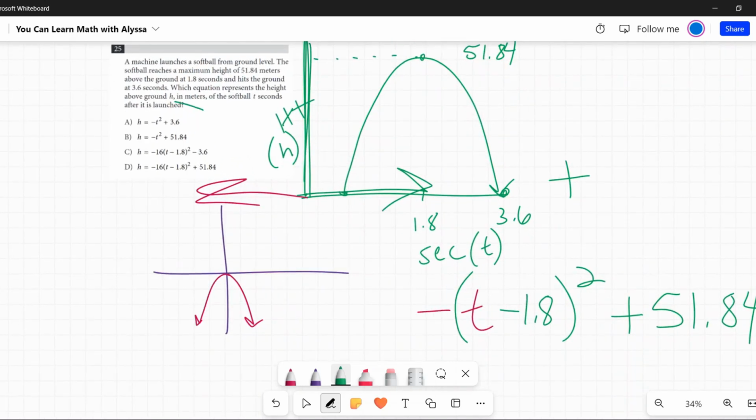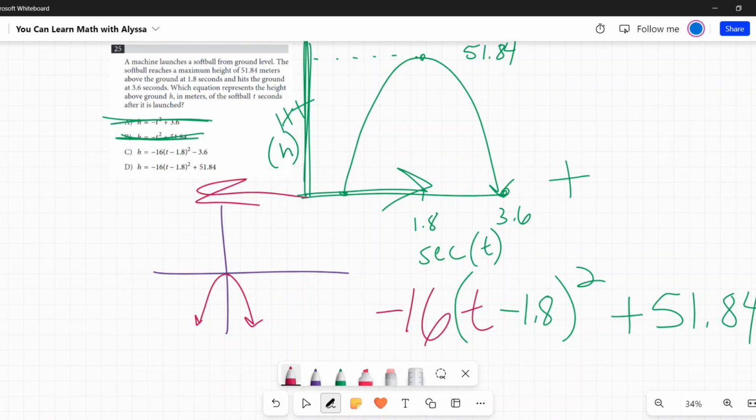But let's look at our answers and see if there's anything that's close to what we've written here. Negative t squared plus 3.6. Nope, not even close. Negative t squared plus 51.84. All right, we've got that plus 51.84, but we don't have that minus 1.8. That one's out. Now, both of these have negative 16. So I'm going to assume, because the first two I know were wrong, that negative 16 is the number out front that it should be. And what do we have? We have minus 1.8 squared minus 3.6. No, that does not match. And ding, ding, ding, there's our answer. Negative 16 times t minus 1.8 squared plus 51.84. D is my answer.